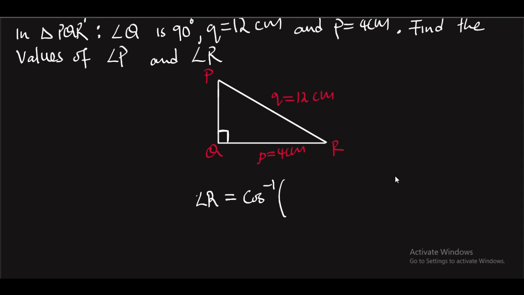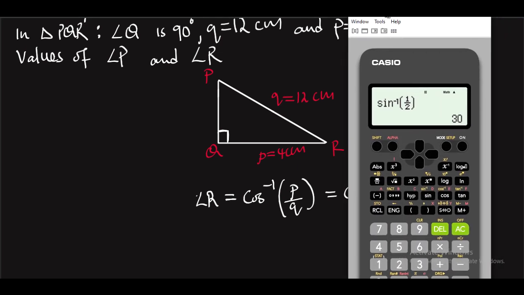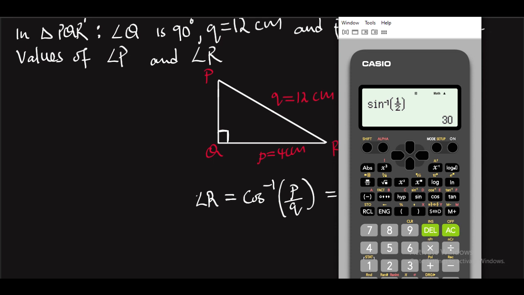Of adjacent over hypotenuse. What is adjacent? Adjacent is P, hypotenuse is Q. Okay, so now we can see from here that we will have 4 divided by 12. Okay, so let's press the calculator and see how much we are going to get.